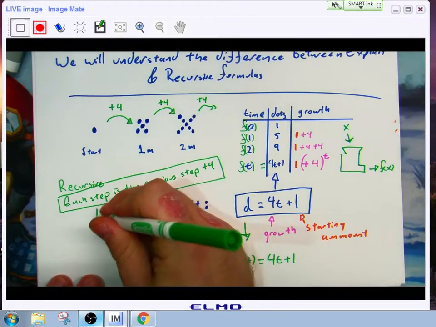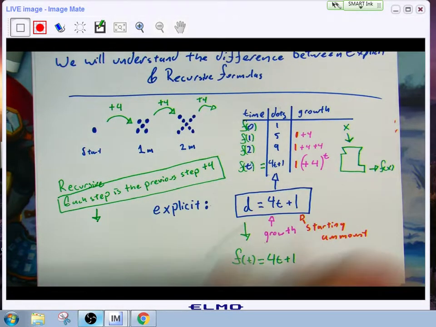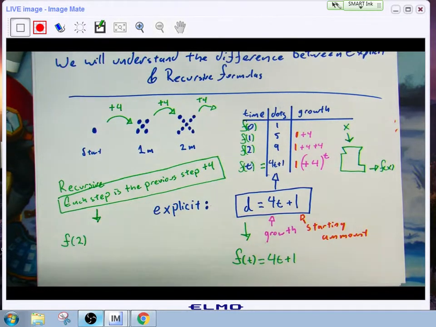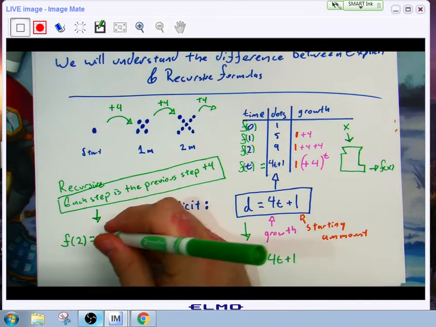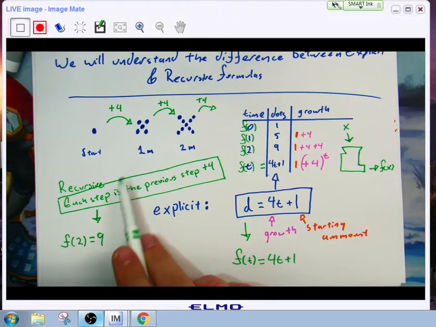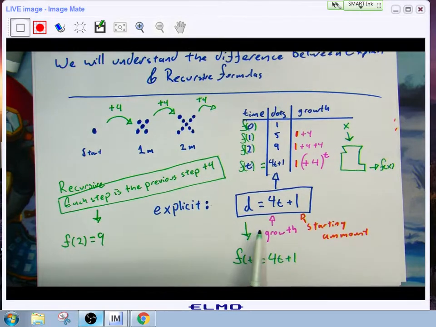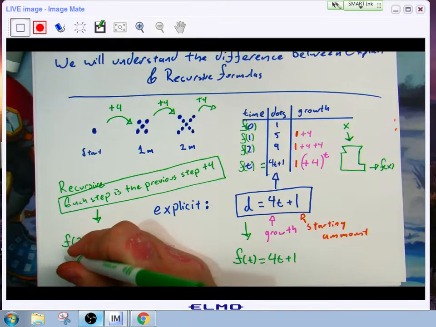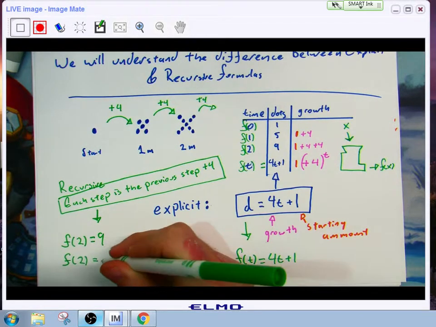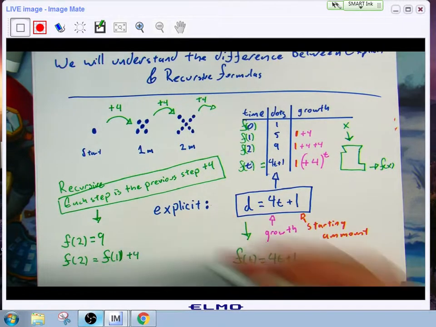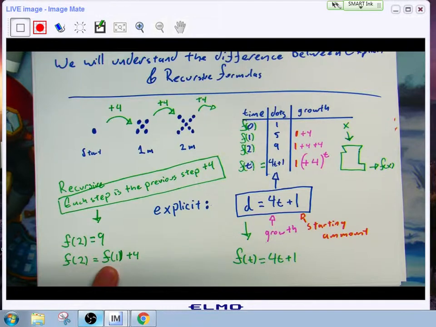So when we're talking about recursive functions, let's look at f of 2, for example. f of 2 is 9 in our example here. But let's say I didn't know what f of 2 was. Let's say I didn't know what this formula was, but I knew what f of 1 is. Well, I know that f of 2 is going to be whatever f of 1 is if I just add 4 to it, right? f of 2 is f of 1 plus 4.